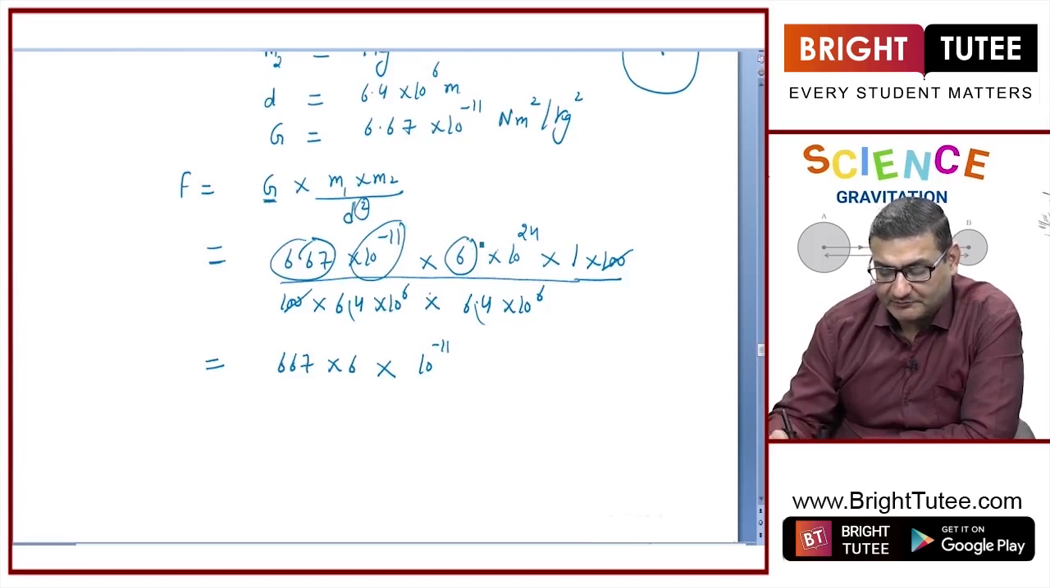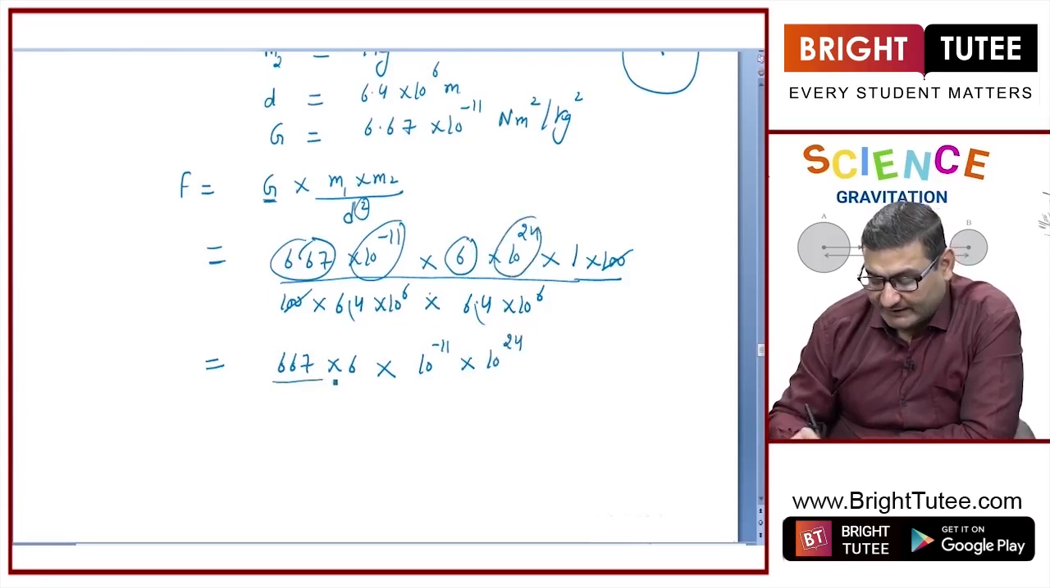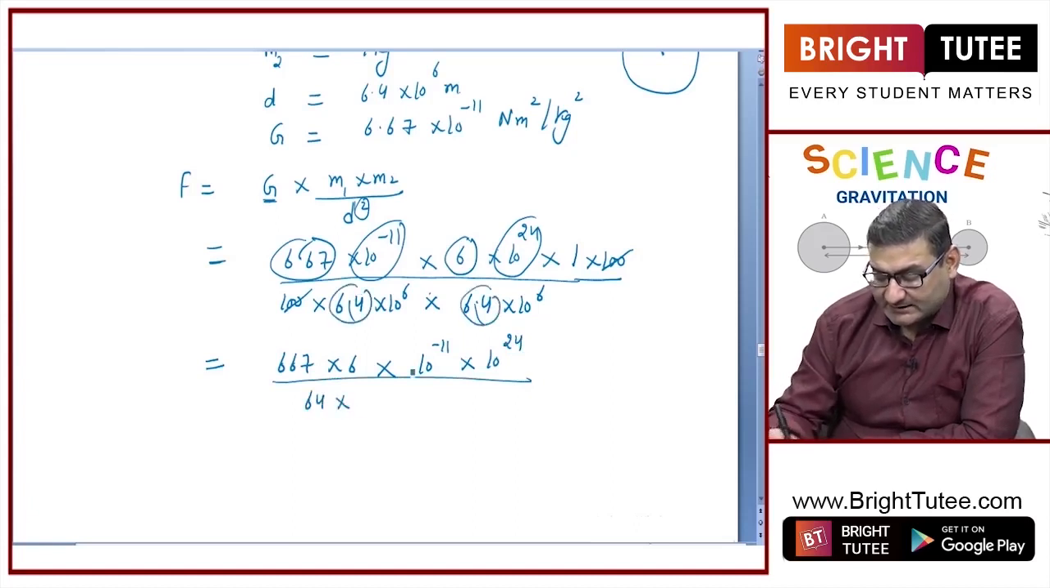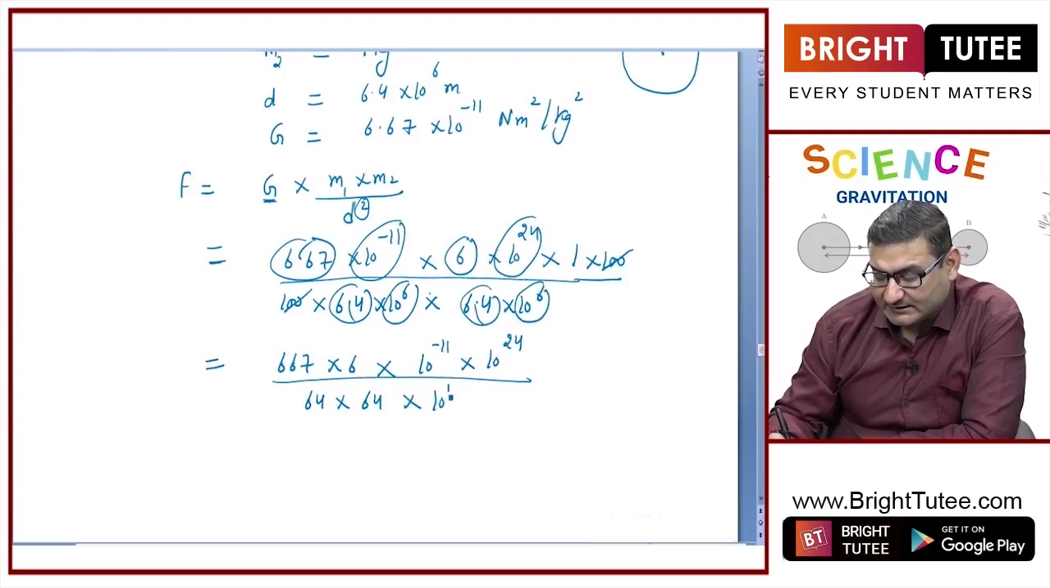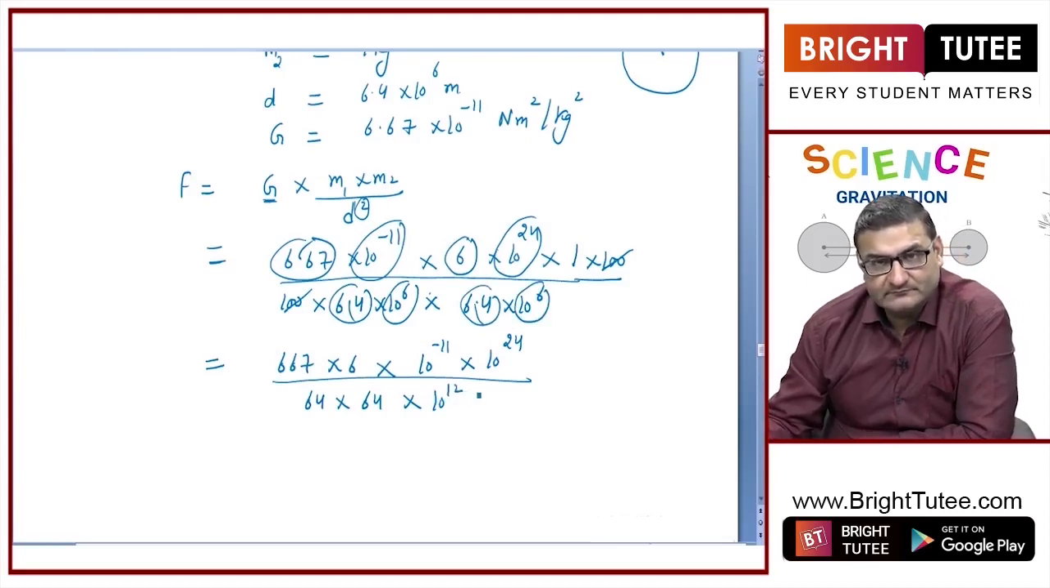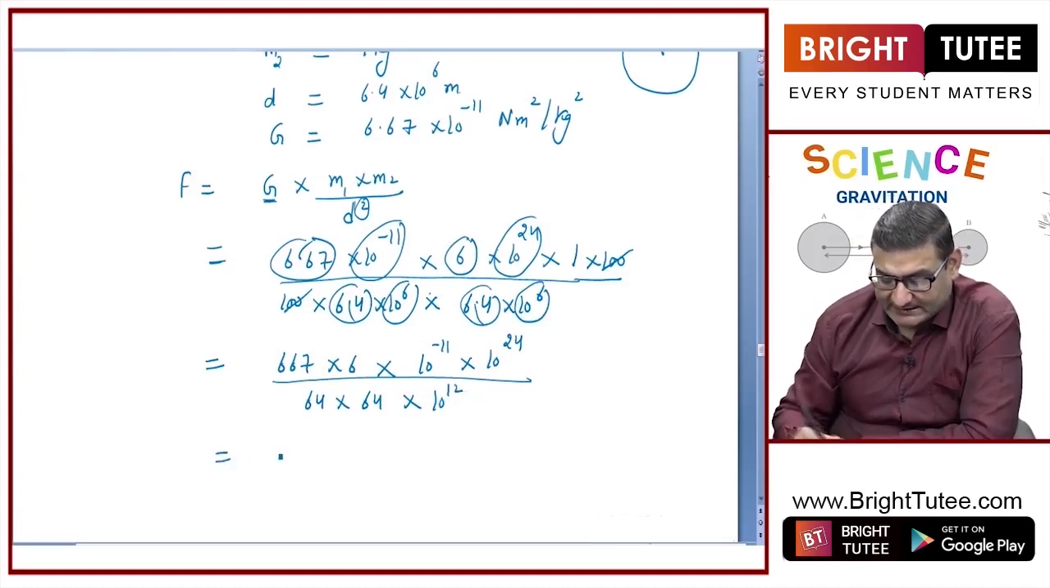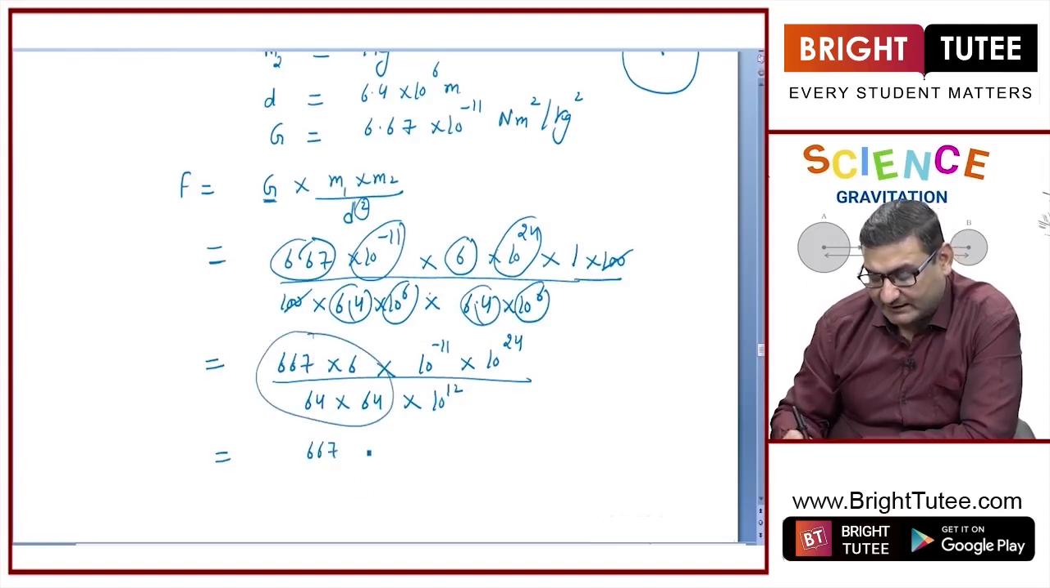I am just showing this so that you are able to relate what values we have taken, so that we do not miss anything, into 10 to the power 24, divided by 64. Again I will take this 64, multiplied by 10 to the power 6, and the 6 I can collectively take as 10 to the power 12. Got it?